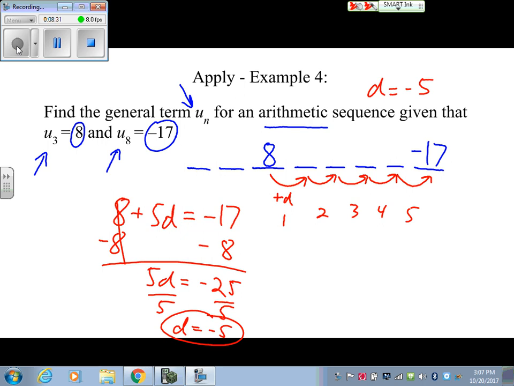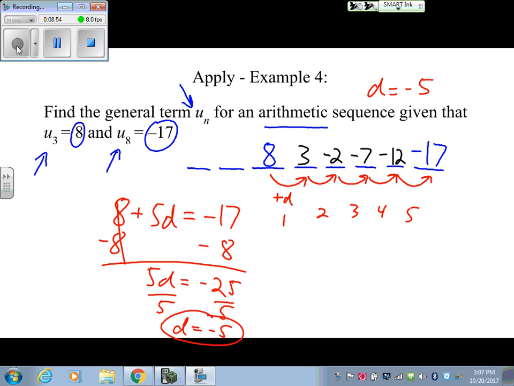So 8 plus negative 5, which is the same thing as 8 minus 5, would get me a 3. And then if I subtracted 5 again, I would have negative 2. And if I subtracted 5 again, I would have negative 7. Subtracted 5 again, I would have negative 12. And subtracted 5 one more time, or added a negative 5, I would end up at negative 17. So everything's checking out so far.